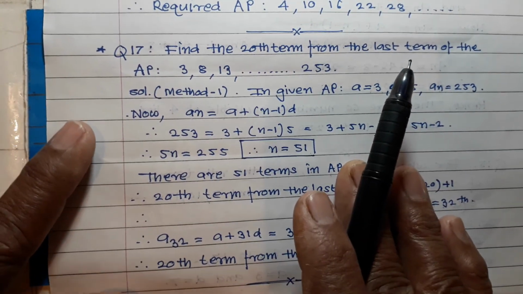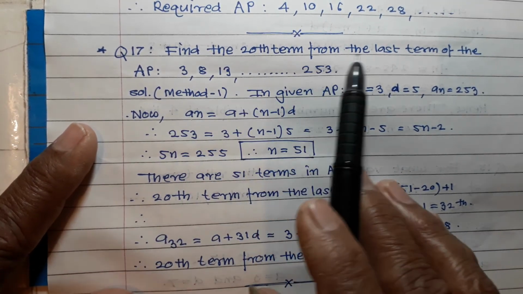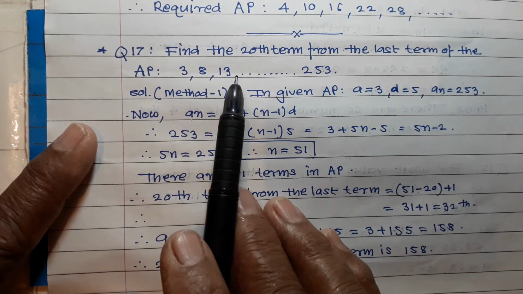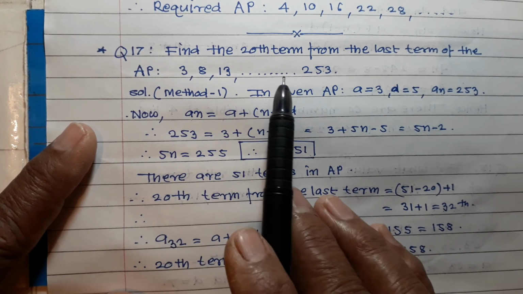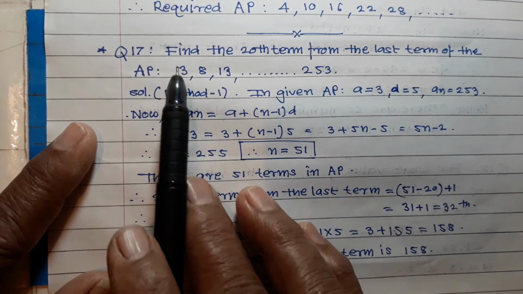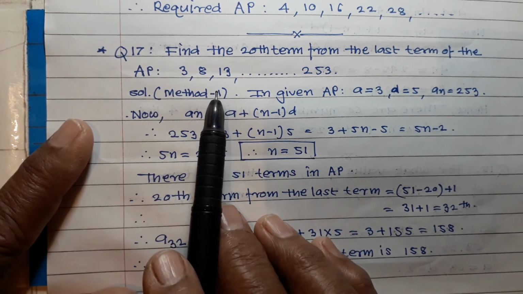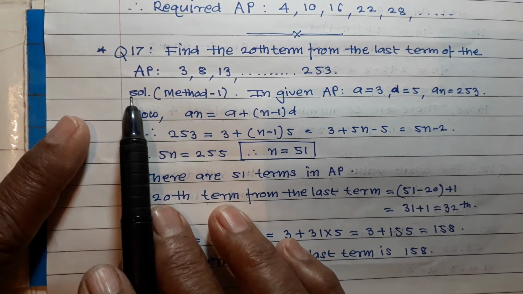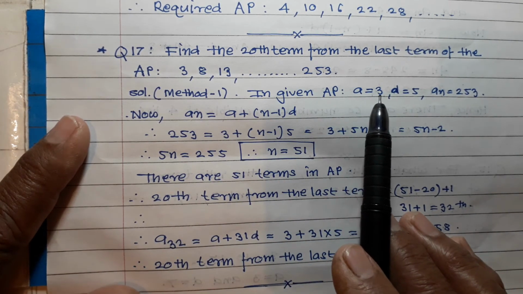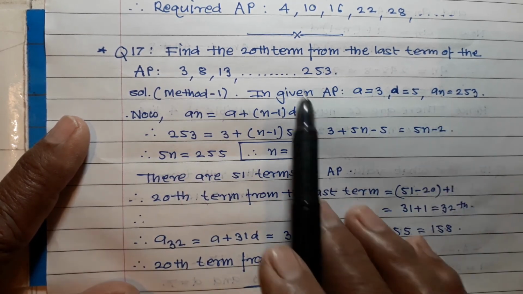Question number 17. Find the 20th term from the last term of the AP 3, 8, 13, and so on, with last term 253 given. So this question is important. Solution. Method number 1. I will give you two methods. In the AP, a = 3, d = 5, an = 253.